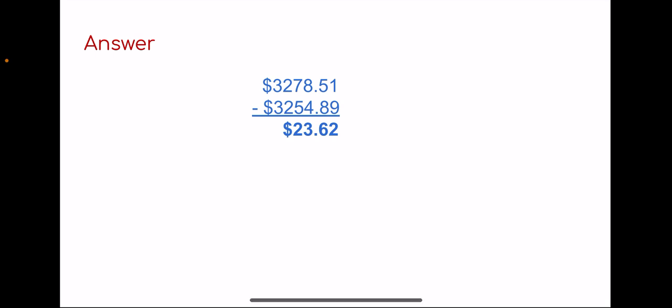Here's the answer. 3,278.51 minus 3,254.89 will equal 23.62. So I gained $23.62. So sell price minus buy price equals profit. So I gained $23.62.